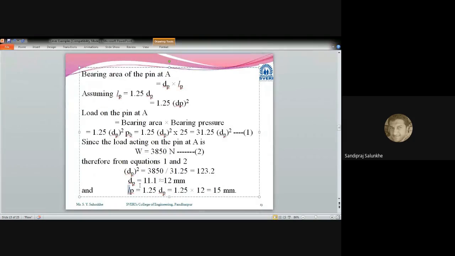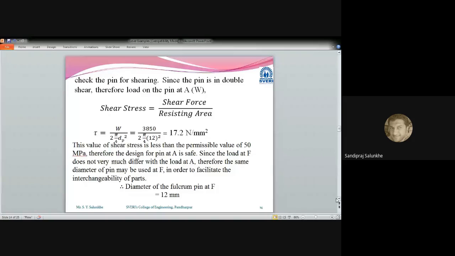Now, once you calculate that value of d, we can calculate the length of that pin, because we have already considered that the length of pin is equal to 1.25 times the diameter of that pin. So it is coming as 1.25 multiplied by 12, and it is 15 millimeter. This is the length of that pin. Once we calculate the diameter and length of that pin, then this pin is subjected to double shear.